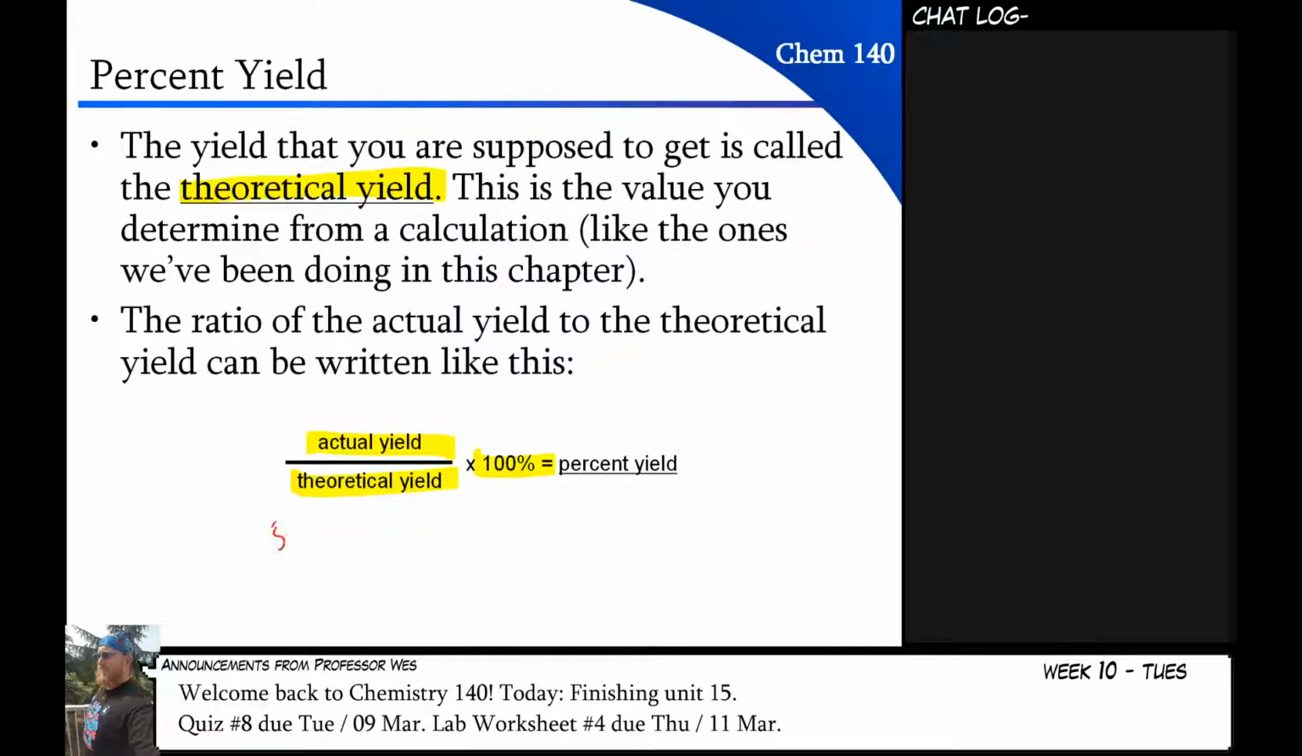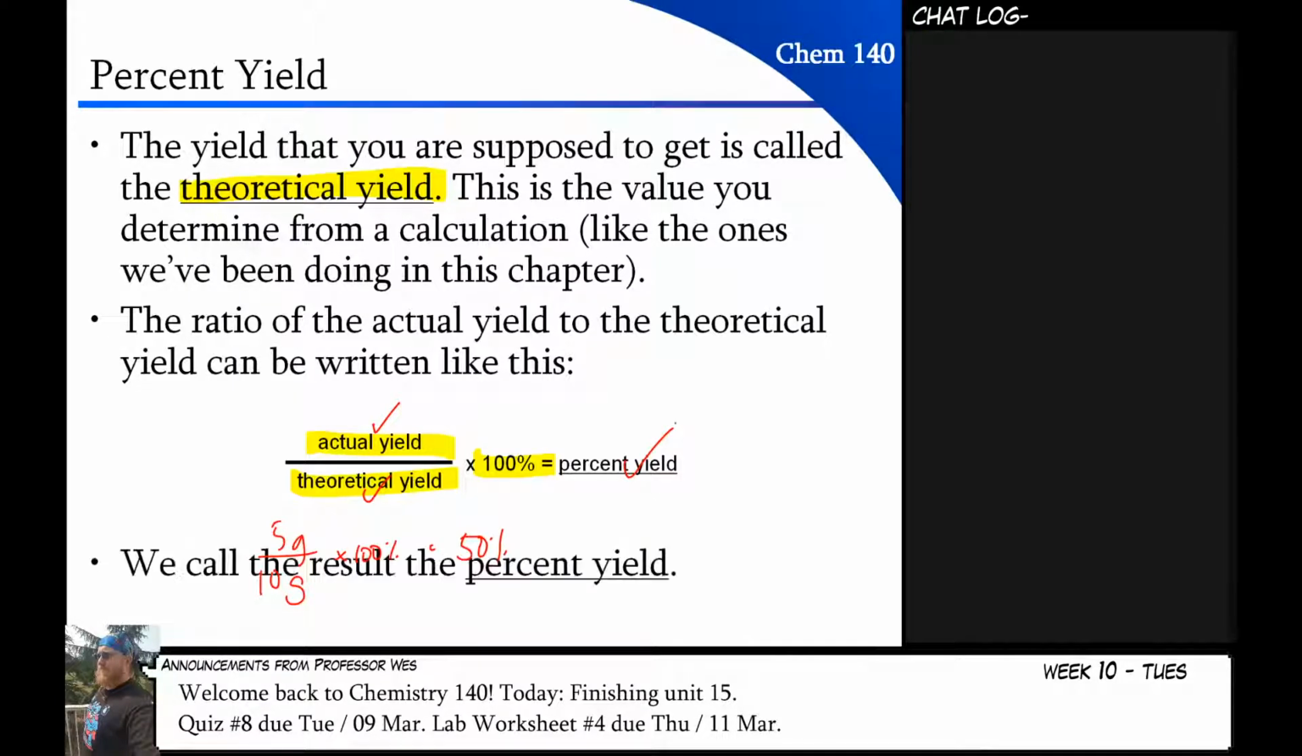So if you got 5 grams, but you're supposed to get 10 grams, your percent yield is 50. You got half of what you're supposed to. Simple enough, right? Now, this is a formula, which means that of the 3 variables here, I can give you any 2, and the third one can be solved for. So we'll be mindful of that when we solve these problems today.